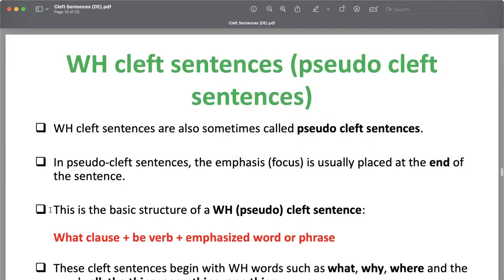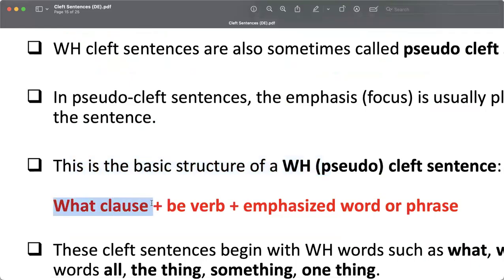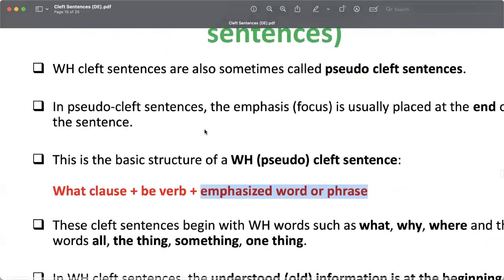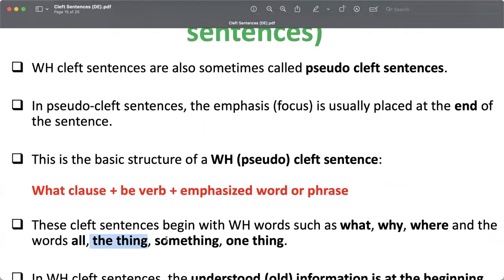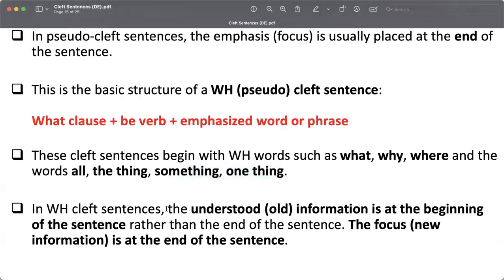This is the basic structure of WH pseudo cleft sentences. When it comes to the structure, you go with a WH clause, the be verb, and the emphasized word or phrase. These cleft sentences begin with WH words such as what, why, where, and words like all, the thing, something, one thing, and so on. In WH cleft sentences, the understood, old information is at the beginning of the sentence rather than the end. The focus, the new information, is at the end of the sentence. This is what you have to understand from here.